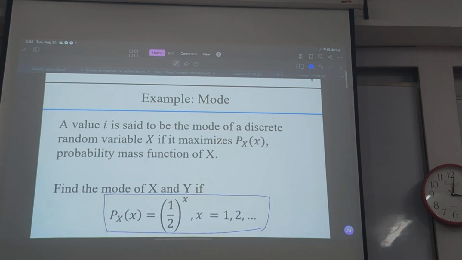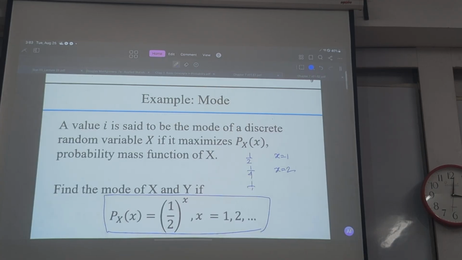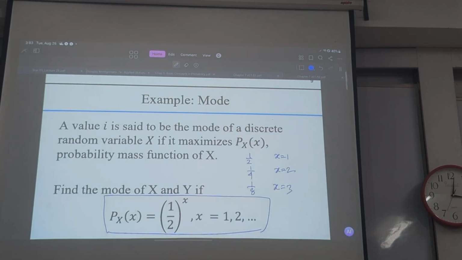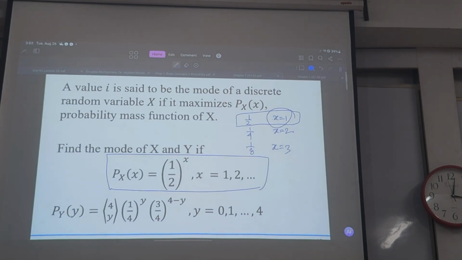Because if we actually elaborate this formula, then the probability is 1/2 when x is equal to 1, 1/4 for x equal to 2, 1/8 for x equal to 3, and it goes up to infinity, right? So if we generate 100 data, how many 1s will be there? On average, 50% of them will be 1, 25% will be 2, 12% will be 3, and so on. So the mode of the data will be 1.